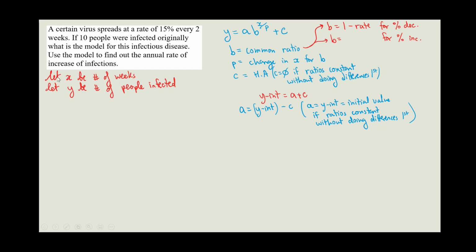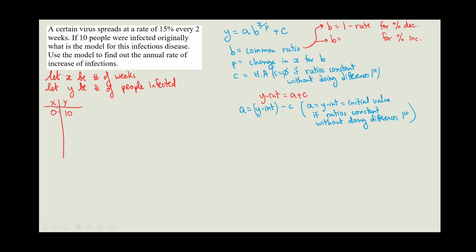So we're going to have two let statements. Without the let statements, your models will be ambiguous, so please include let statements or you will not get full marks. Let X be the independent variable, and it talks about weeks here, so we'll say number of weeks. And let Y be the dependent variable, number of people infected.